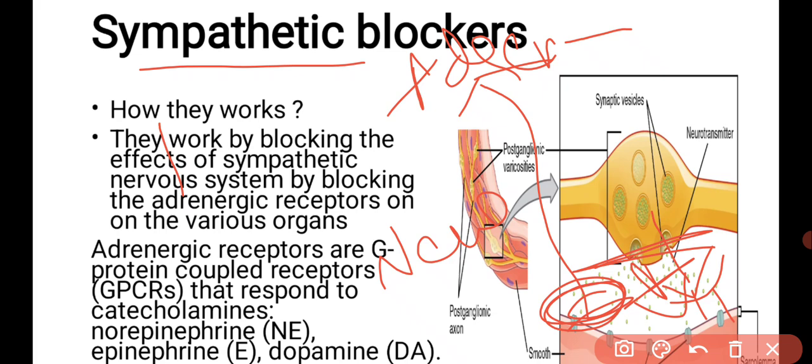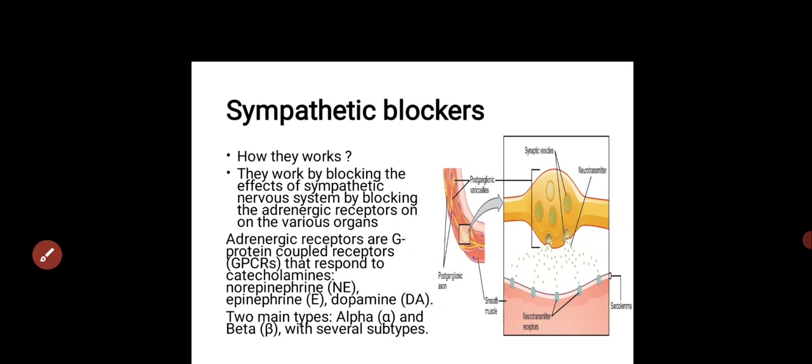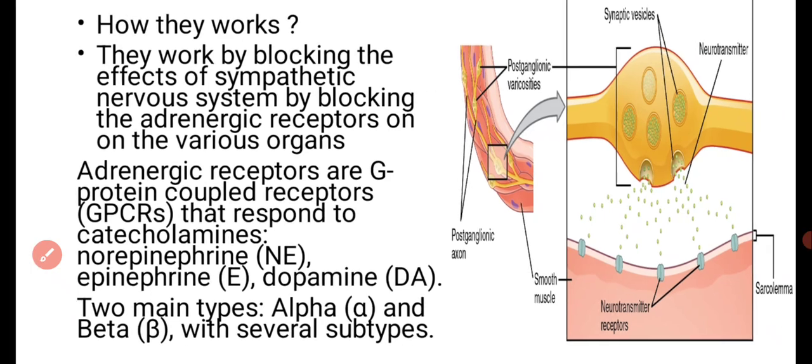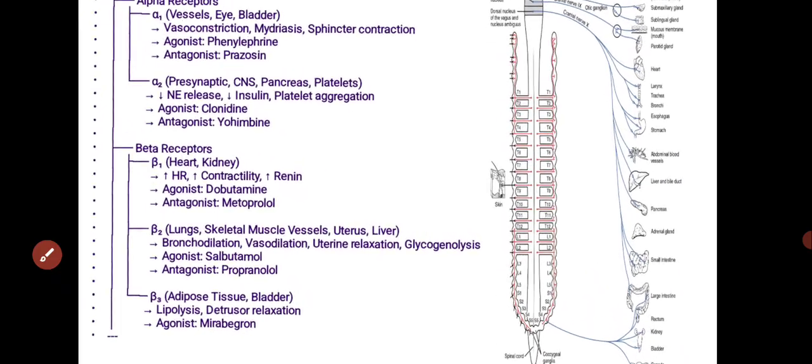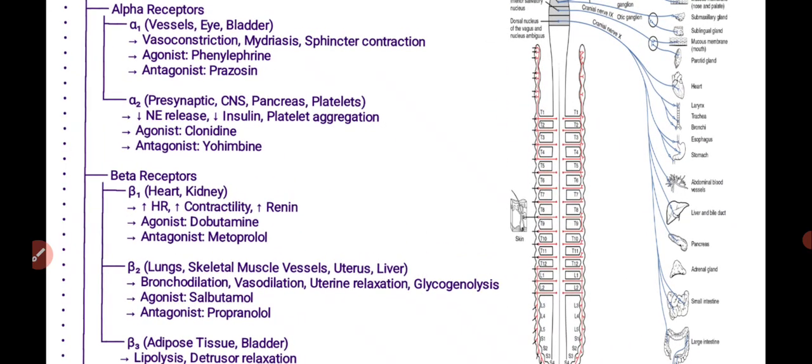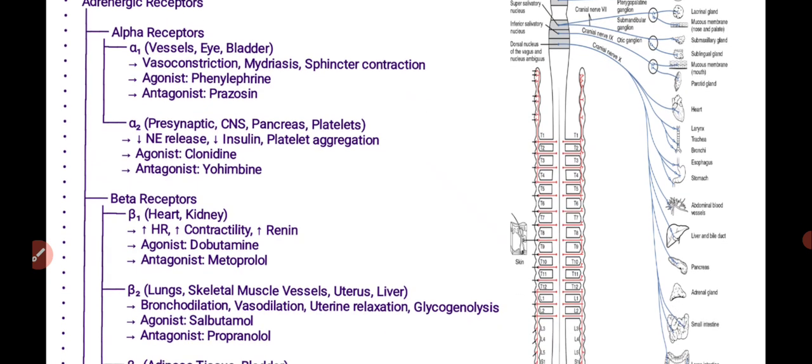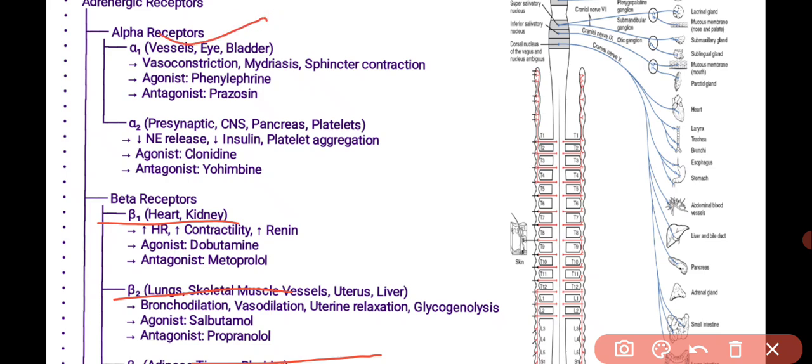Broadly, adrenergic receptors are categorized into two types: alpha receptors and beta receptors. Alpha receptors are again classified into alpha 1 receptors and alpha 2 receptors, whereas beta receptors are classified into beta 1 receptors, beta 2 receptors, and beta 3 receptors.